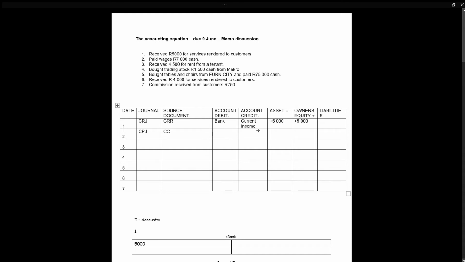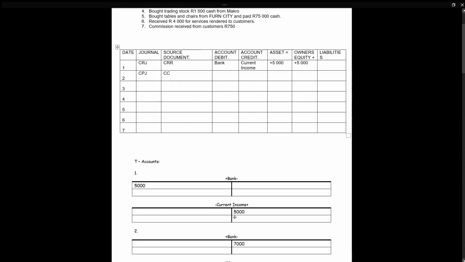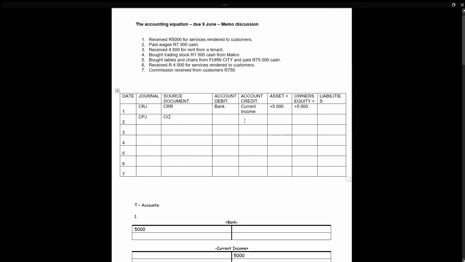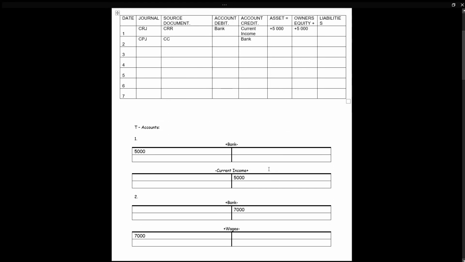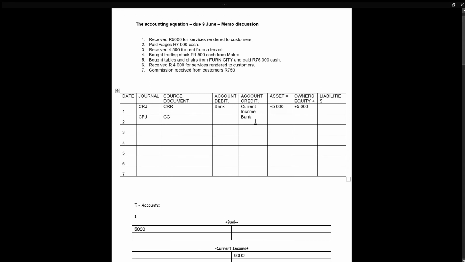Bank, or account being credited, we determined will be bank. I'm always doing bank first when you have a cash transaction. It's just then you know you have half of the transaction right already. Right, so bank is decreasing because we are paying money. Bank is classified as an asset. Assets decrease in the credit side.